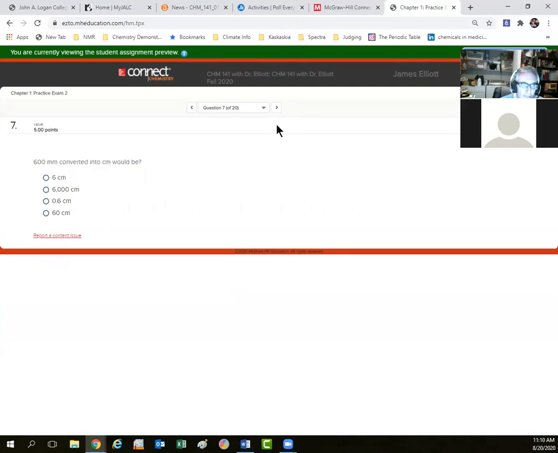Next one. Everything seems straightforward so far. 600 millimeters converted into centimeters. So looking at our scaling for distance conversions, centimeters are 10 times bigger than millimeters. And so if we're starting with the millimeters, trying to go to the centimeter equivalent, it's a factor of 10, starting with a smaller unit, so it's 10 times smaller. So instead of 600 millimeters, we've got 60 centimeters.